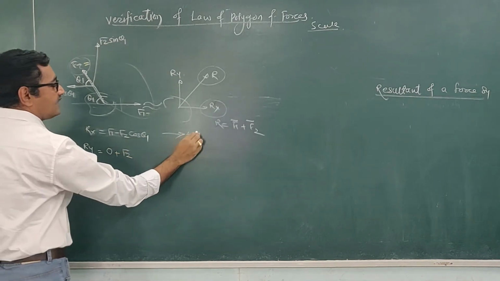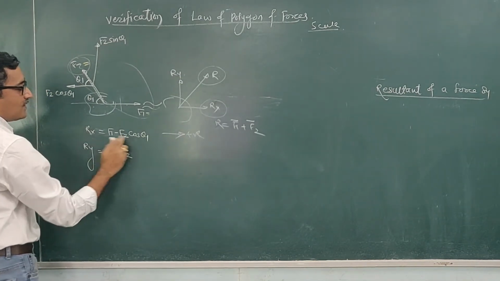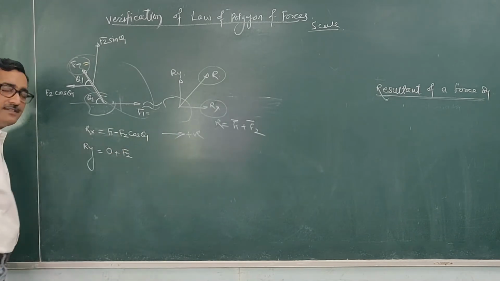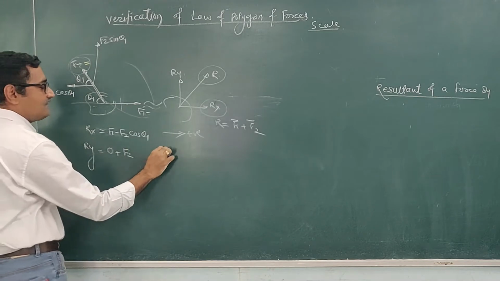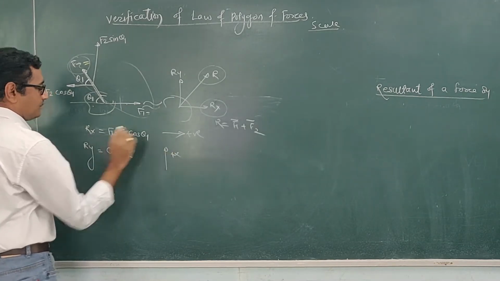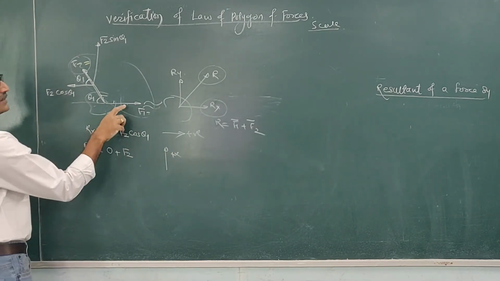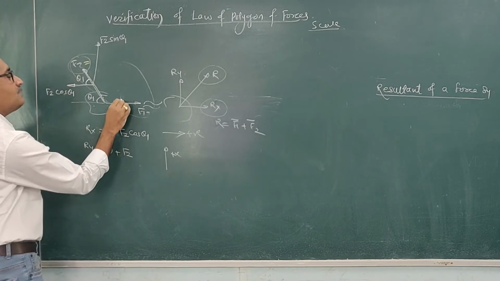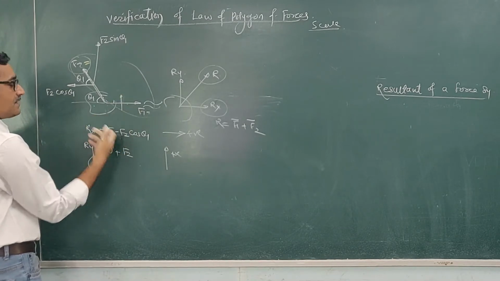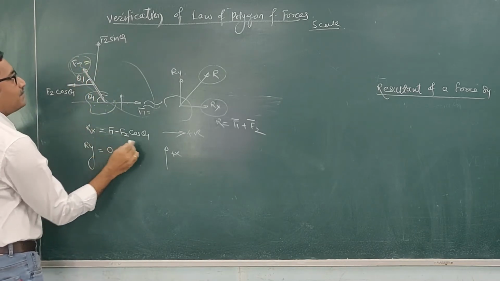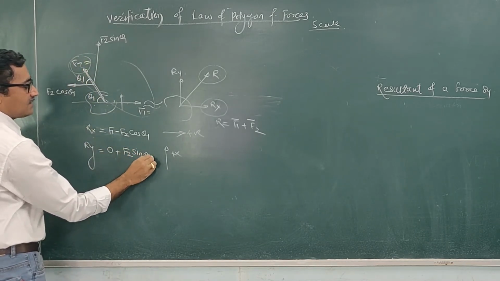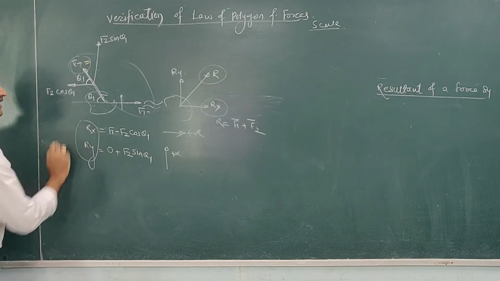Here we are considering that for adding the forces along the x direction, we use the component towards the right as positive. Adding the forces along the y direction, we consider the upward force positive. So if I consider the upward component positive, then the vertical component of f1 is 0 and the vertical component of f2 is upward, that's why it is plus f2 sin theta 1. In this way we can get Rx and Ry.